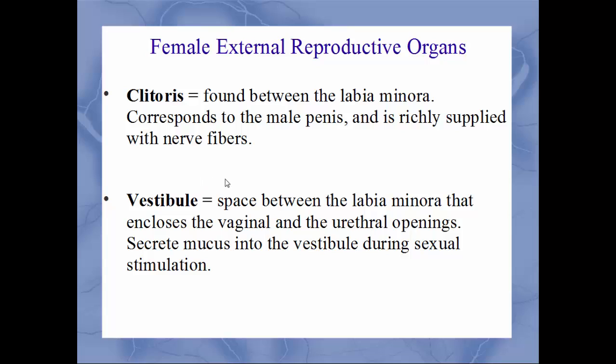The vestibule, this is the space between the labia minora that will enclose the openings for the urethra, for urination, and the vagina. And this will secrete mucus into the vestibule during sexual stimulation. So anytime you see vestibule, that is always a reference to some space.